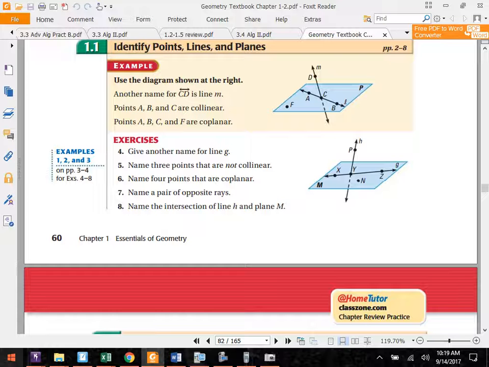Number 8 says name the intersection of line H and plane M. Well, line H is this line here, and the blue part is the plane. Where does this line go through the plane? At Y. So the intersection of those two would be at point Y. It's kind of like taking a pen, and the pen goes through the paper at one spot. The pen went through the paper at one point. So the point that it went through is at point Y.